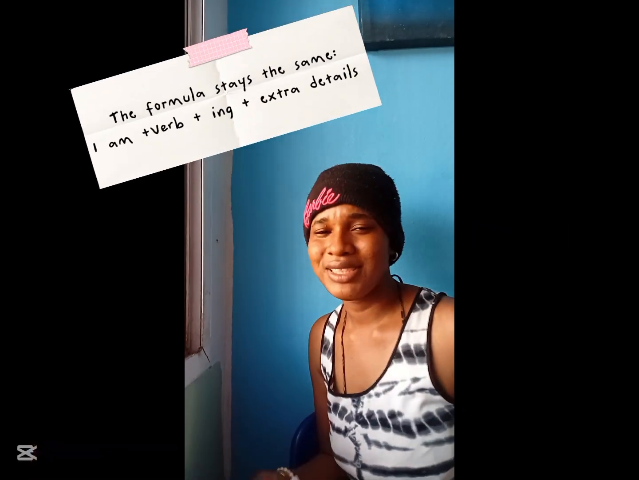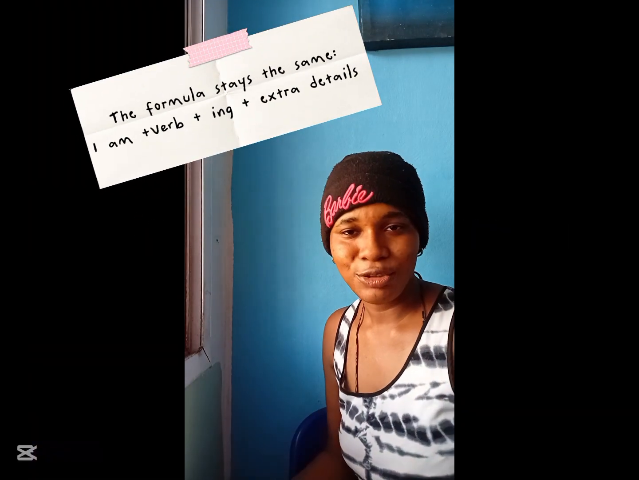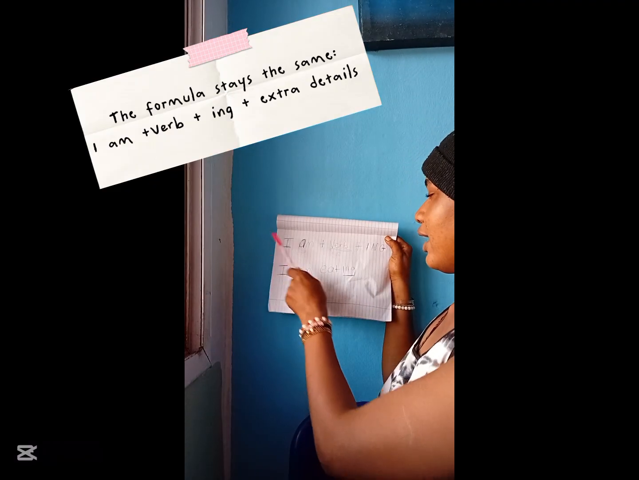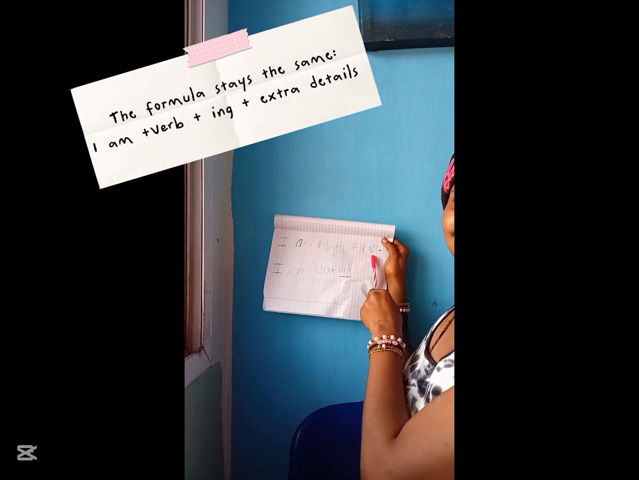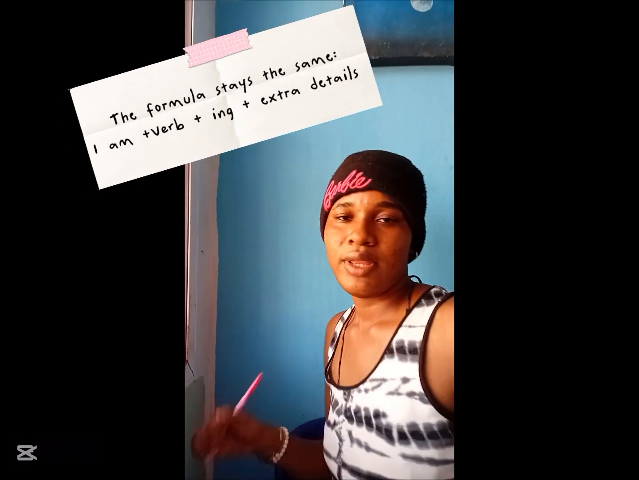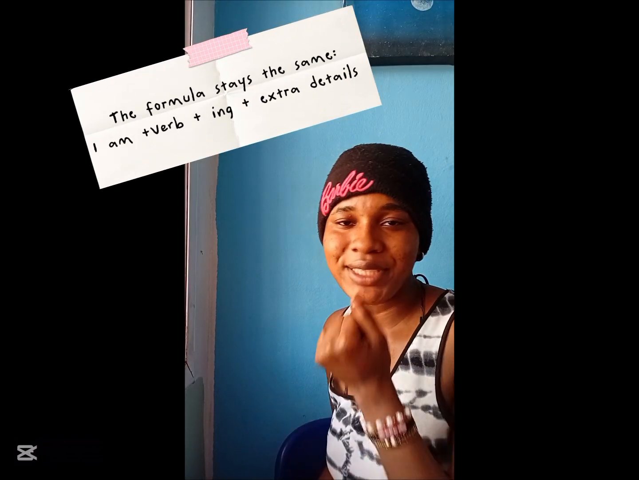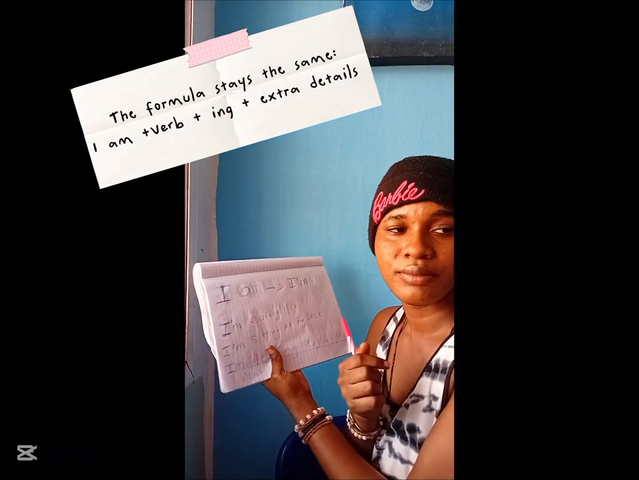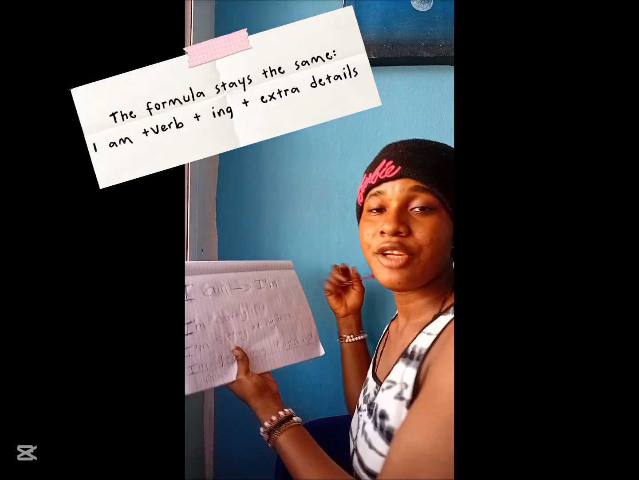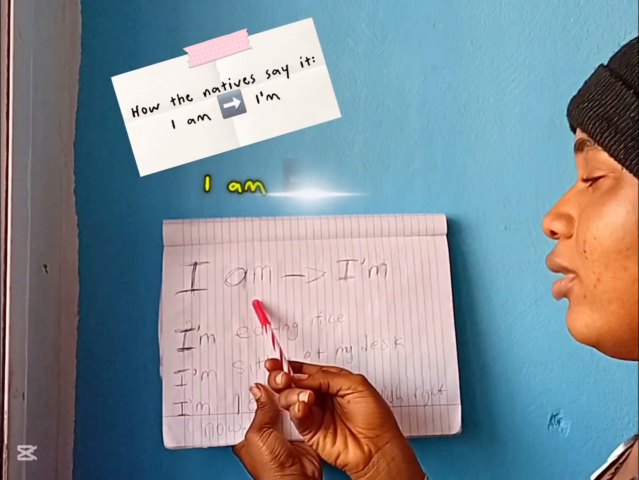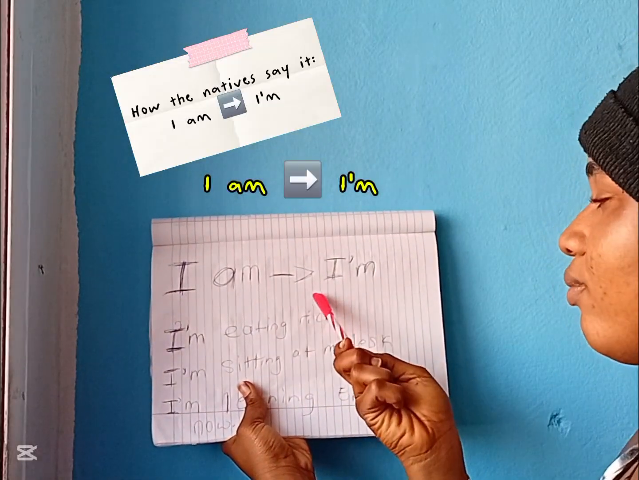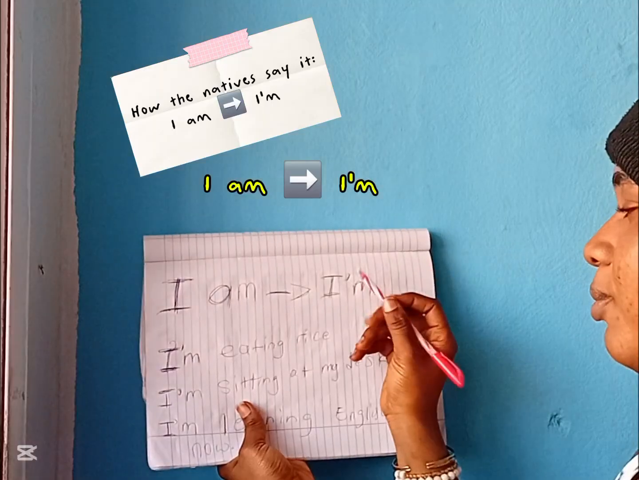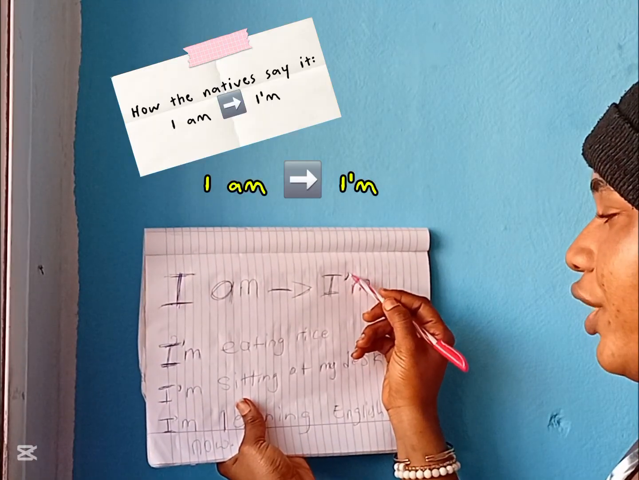Notice how the formula stays the same? It's always the same thing. Let's go back. It's always I am plus the verb plus ing. Now, let me show you how natural speakers say it. In real conversations, I am becomes I'm. The a disappears completely. It's replaced by this over here.